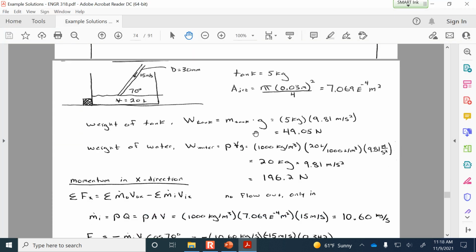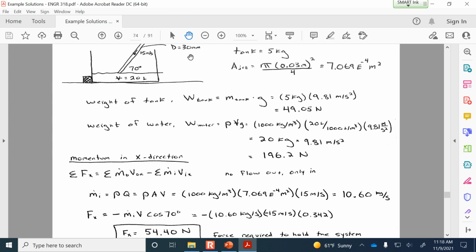All right, so just getting the preliminary stuff out of the way, the area of the jet is determined from the diameter. So I've given you the diameter in millimeters. We divide that by 1,000 to get 0.03 meters, squared, times pi divided by 4. So here's our cross-sectional area of the jet. And I've calculated the weight of the tank and the weight of the water. Both of those things won't actually be used until we're considering the vertical direction. For the horizontal, they don't yet matter.